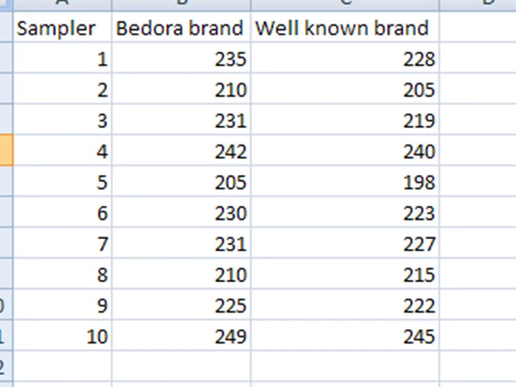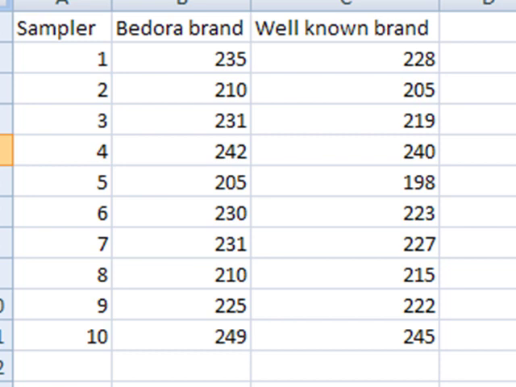So what we'd like to figure out is how does the Bedora brand compare with the well-known brand? Is it better? Is it worse? Is it the same? And for this, we're going to perform a t-test. Specifically, we're going to perform what's called a paired two-sample t-test. Now, a t-test is used to determine whether the means of two sets of samples are equal. However, in this case, we're going to be using a paired two-sample t-test because there's a relationship between one and the other. The same sampler is trying on the Bedora brand and the well-known brand. If we happen to have 10 people for the Bedora brand and a different 10 people for the well-known brand, then it would not be a paired test.